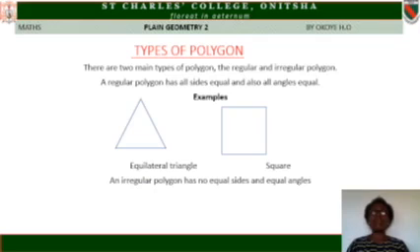Types of polygon. There are 2 main types of polygon, the regular and irregular polygon. A regular polygon has all sides equal and all angles equal. Example, an equilateral triangle, where all the sides are equal and all the angles are also equal. Another example, a square. A square has all 4 sides equal and all 4 angles are also equal.